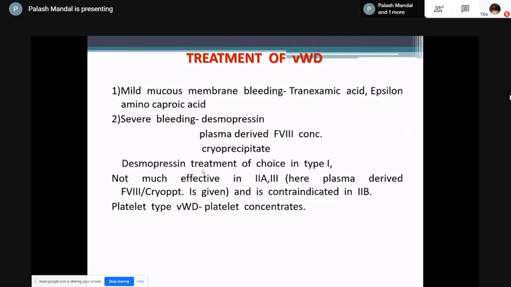Treatment: we give agents like tranexamic acid or aminocaproic acid, basically to stop the bleeding episode. And in severe bleeding, we also give desmopressin, which increases the level of factor 8 complex by release of this factor 8 complex from the endothelial cells, or increased production by endothelial cells. And desmopressin is the drug of choice in type 1 only. Okay.